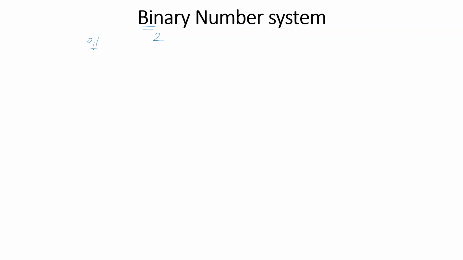So whatever number you are writing, you are always using these digits only, because in this system only two digits exist. Now, what is the importance of 0 and 1 in this binary number system? It is mostly used in computers, in computing applications.